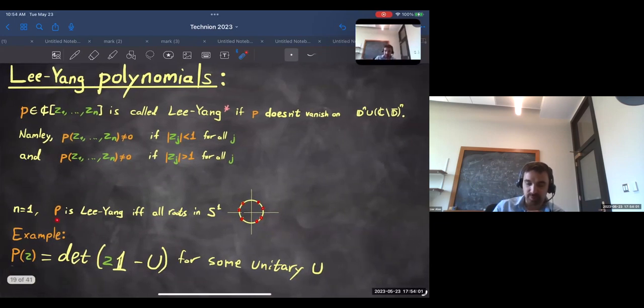For example, if we are just in dimension one, we just have one coordinate, then all of the zeros must lie on the circle. We cannot have zeros inside the circle. We cannot have zeros outside. So all of the zeros lie on the circle. For example, take a unitary matrix and take its characteristic polynomial.